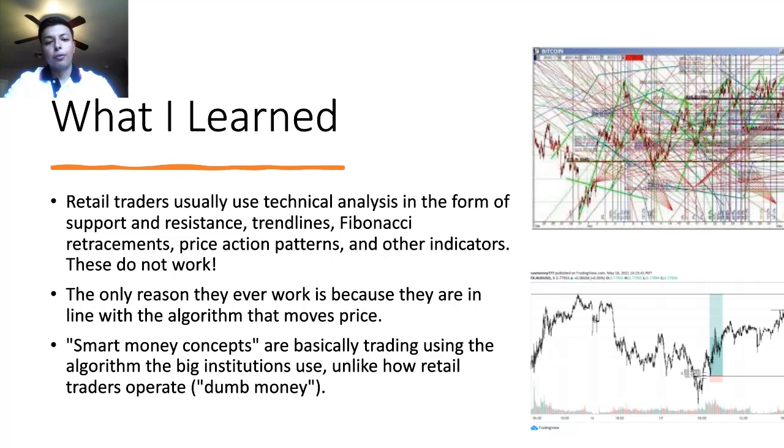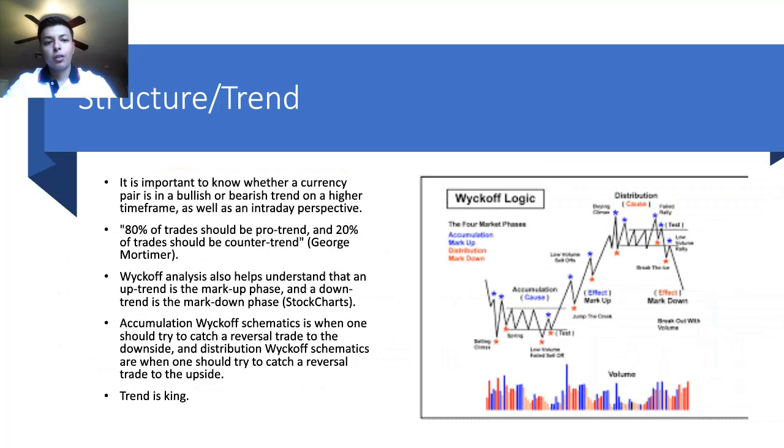So if you look at the right, the top is a bit exaggerated, I'd say, but it's basically how retail traders work. They draw a bunch of lines on the chart and they think that price is going to magically follow these lines for some reason, but that's not how it works. So smart money concepts are basically trading using the algorithm the big institutions use, unlike how retail traders operate, which they like to call dumb money in quotes. And an example of this is the nice clean chart that's on the bottom right. It's straight to the point and it works.